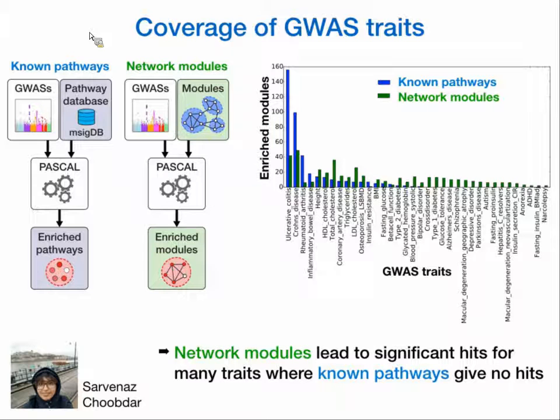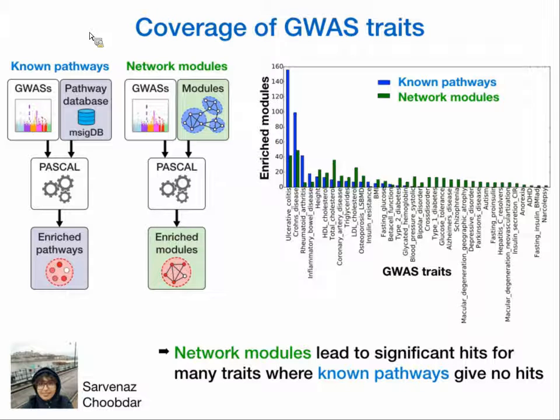That's shown here in blue. And you see that for some GWAS traits, you actually get lots of relevant pathways in the pathway databases. It's probably too small to read, but these are all immune-related traits. So it seems for that, the pathway databases have good coverage.